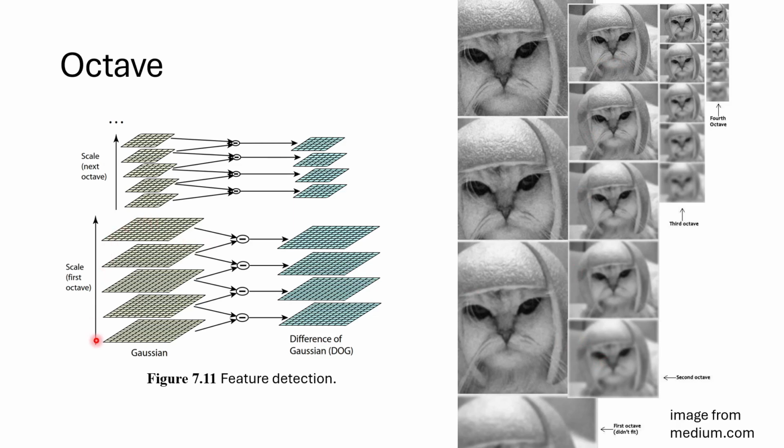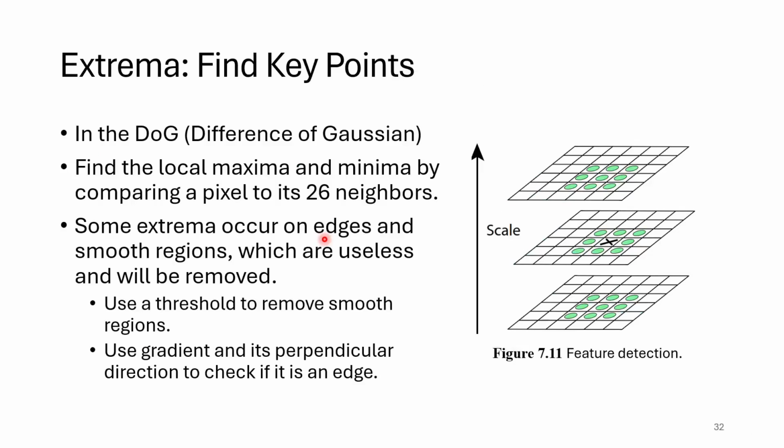So within each octave, it is a pyramid of Gaussian filters, and they subtract one layer with another layer. They will get the difference of Gaussians. And they find the maximum or minimum value in the difference of Gaussians. So how do they do it? They compare a pixel with its neighboring 26 pixels.